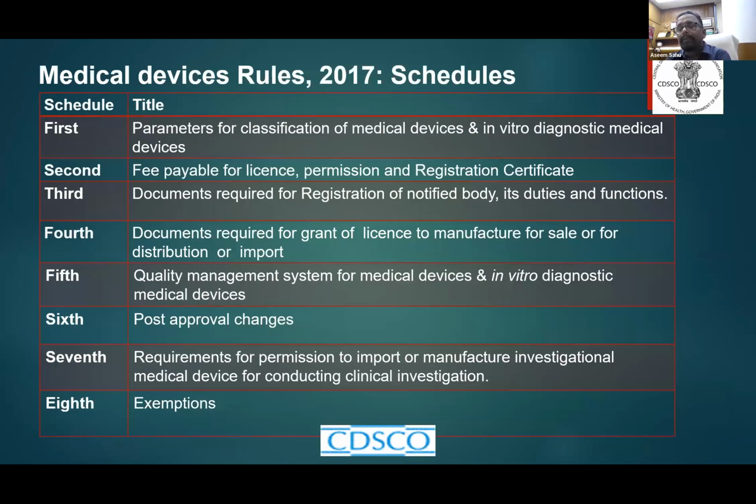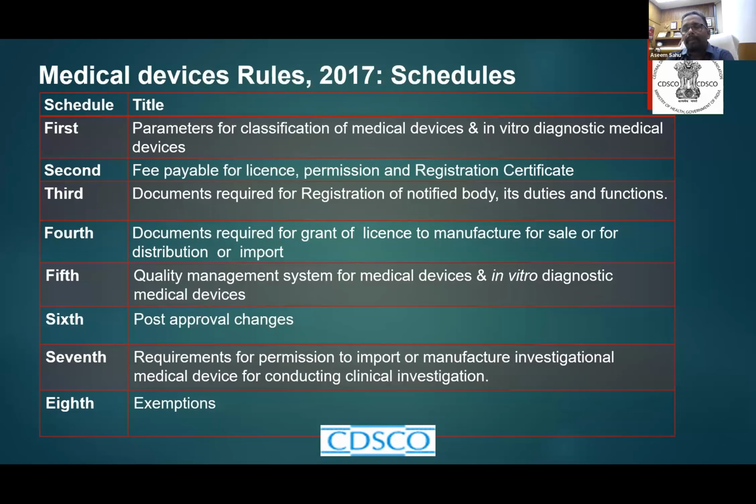Eight schedules have been incorporated. The first schedule gives you details of the criteria for classification of the medical devices as well as in vitro diagnostics. What are the criteria based on which the authority can classify the devices? That provision has been made in the first schedule. The second schedule is the fee structure for the various requirements, like your import license, manufacturing license, and all those details have been given. The third schedule is the documents required for registration of the notified body. What are the duties? What are the functions? Those details have been provided in the third schedule of the Medical Device Rules 2017.